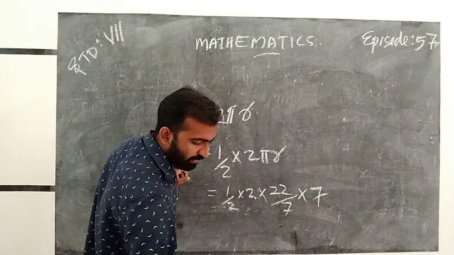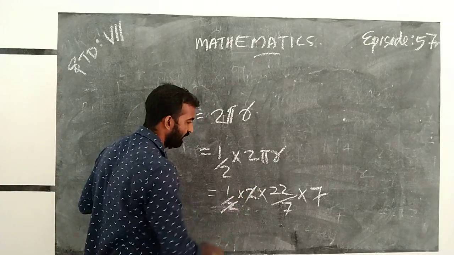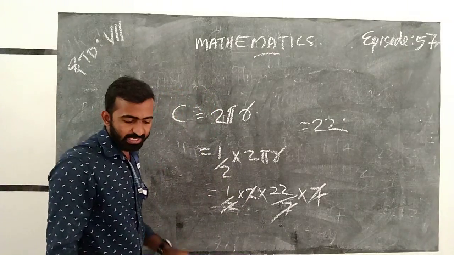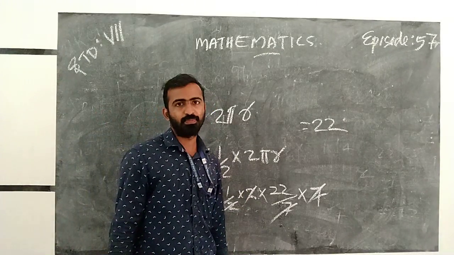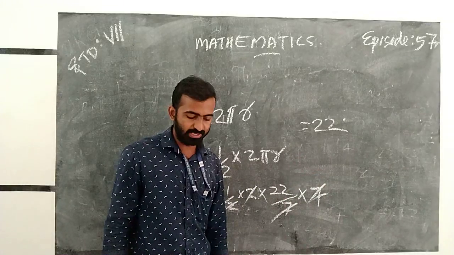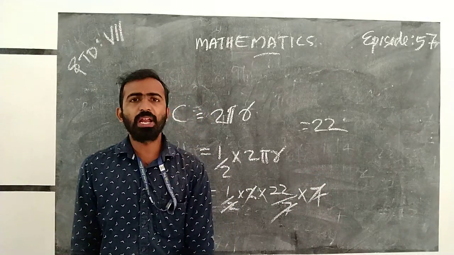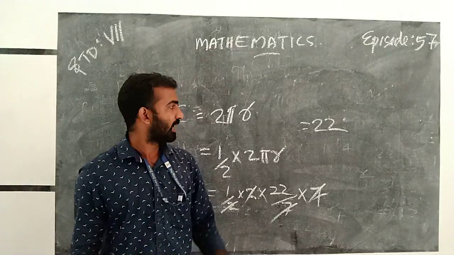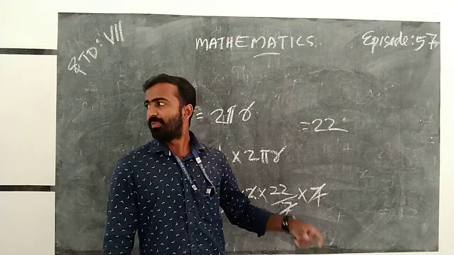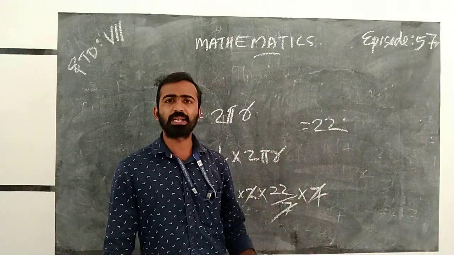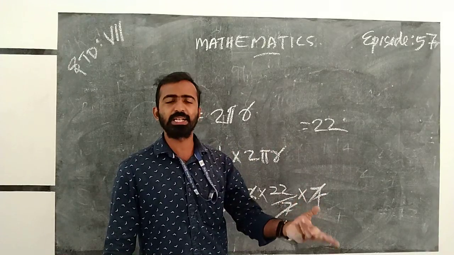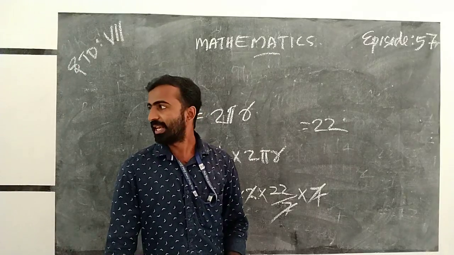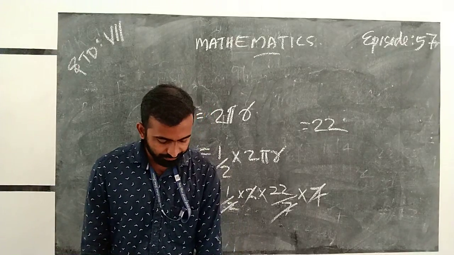We get 22 centimeters. Okay, or we can do it with the diameter. The diameter is 14. If the radius is 7 centimeters, then what is the diameter of that circle? The double of the radius is the diameter. So the diameter is 14 centimeters. Is it? Yes.